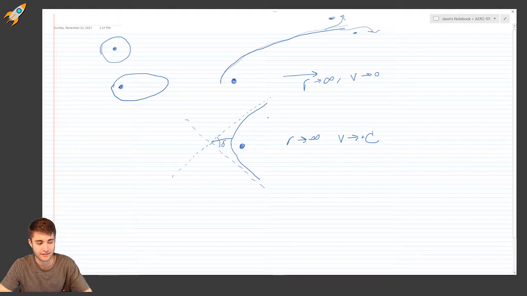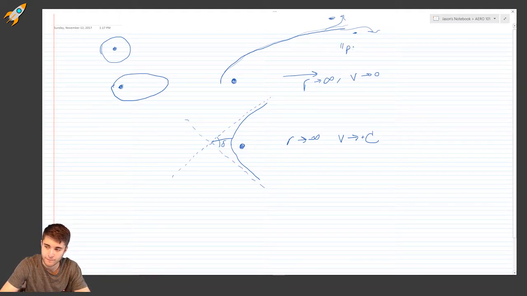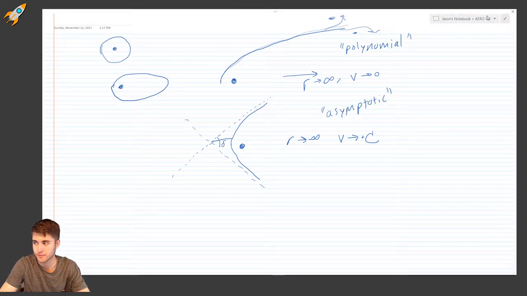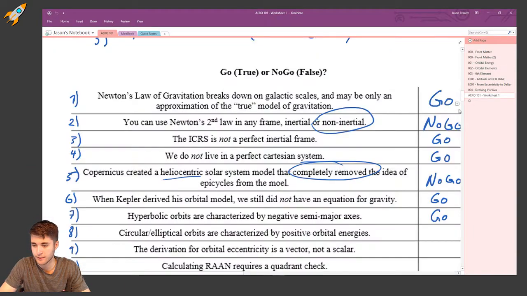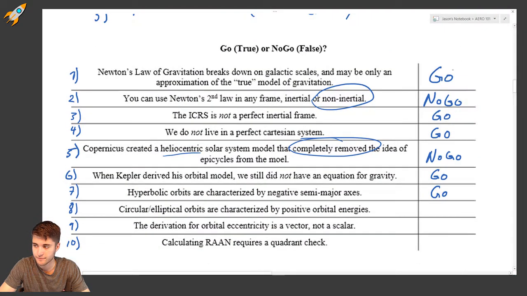But the math is actually a little bit different, Oyashiro. Just remember, this is polynomial, and this is asymptotic. Okay, that's the difference between them. Okay, so anyway, hopefully that helps.